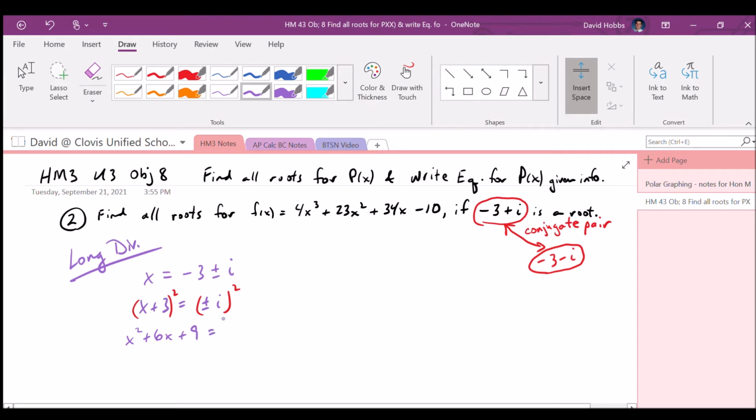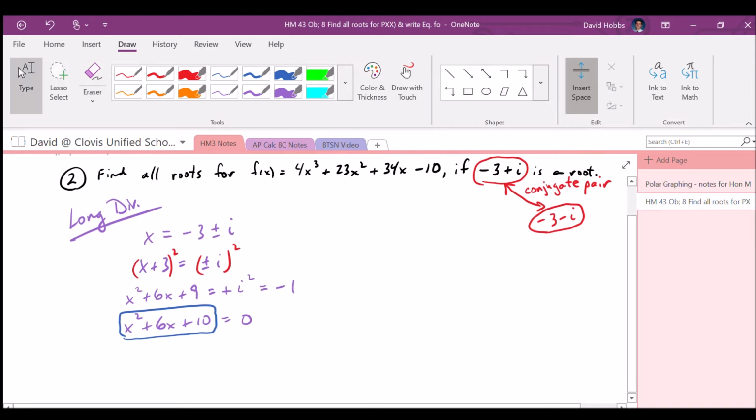Now, over here on the other side, if I square the plus or minus, it's plus. And if I square i I get i squared. Now, i squared, that is the imaginary unit being squared. So positive i squared is really negative 1. So now we're almost done. All we need to do is get 0 on one side, and I'm going to add 1 to both sides of the equation, and I get x squared plus 6x plus 10 equals 0. So this is the quadratic that contains those two conjugate pairs, or the conjugate pair of roots.